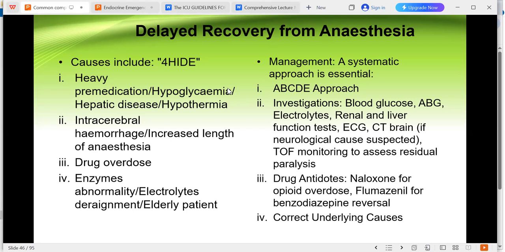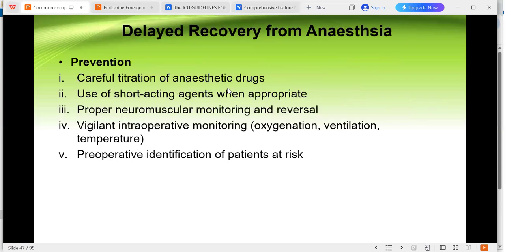You want to use your drug antidotes. We did say drug overdose. So opioid overdose, you want to reverse with naloxone, and for a patient with benzodiazepine, flumazenil will come handy. And look out for the underlying cause from your investigations and correct appropriately. The important thing is you want to prevent delayed recovery, because it increases turnover rate, the time spent both in the OR or in recovery room. So you want to prevent that.